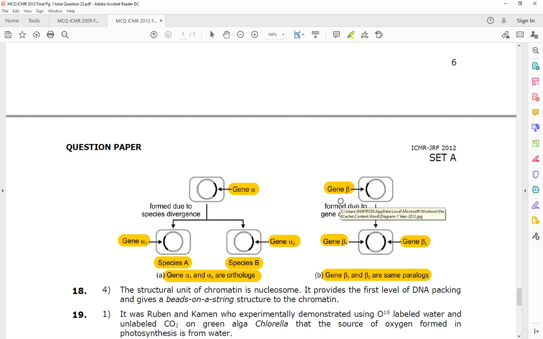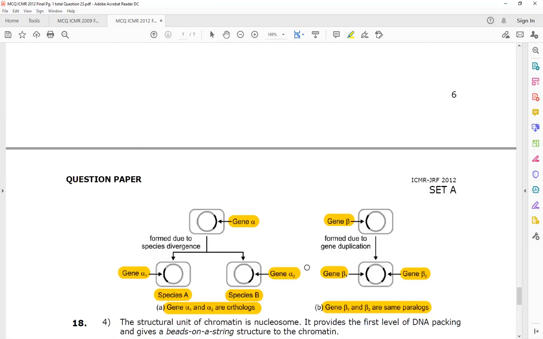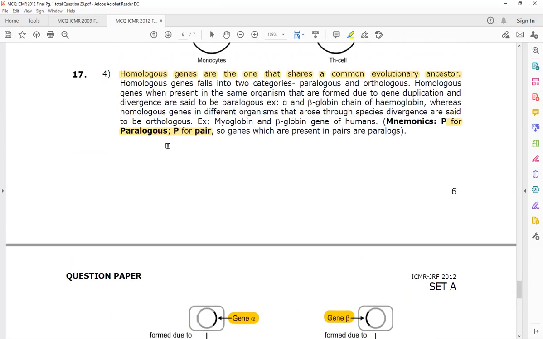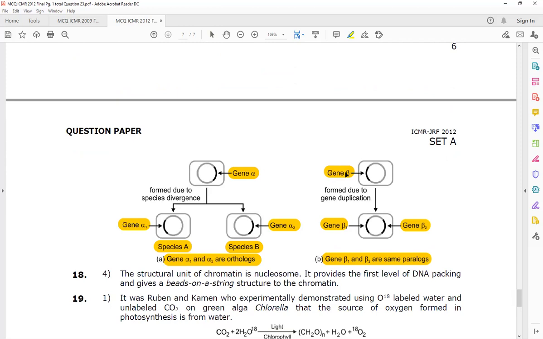P for pair, P for paralogous. A gene which is present in pair is said to be the paralogous genes. Any doubt? Okay, now look at the question which is given. Now see, which would be the paralogous gene? If I'm just going to write it out here, then I can assure you that this is a single gene that has evolved into two different genes. So your hemoglobin gene and the myoglobin gene are said to be paralogous.